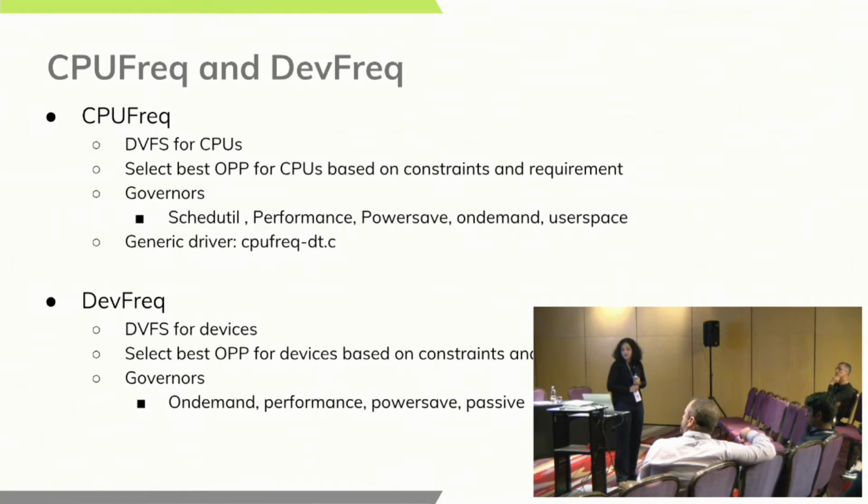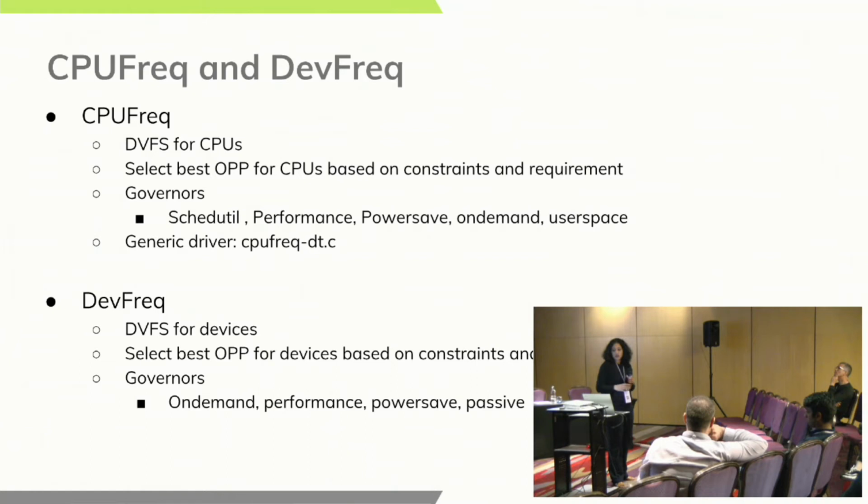CPUFreq is the framework that deals with DVFS for CPUs. And the idea is to select the best OPPs for a CPU based on constraints and requirements. The entity that provides these constraints and requirements is known as a governor. The governor, based on a set of criteria, decides which OPP, or operating performance point, a CPU should be put into.